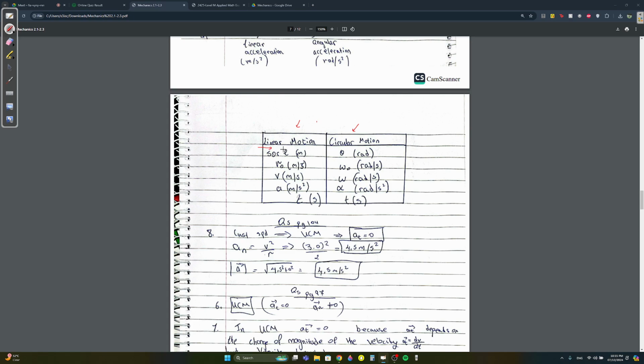The distance in linear motion is s or l, right? Either s or the length in meters. But in circular motion, we're using radians, theta. How far are you traveling on the circle?